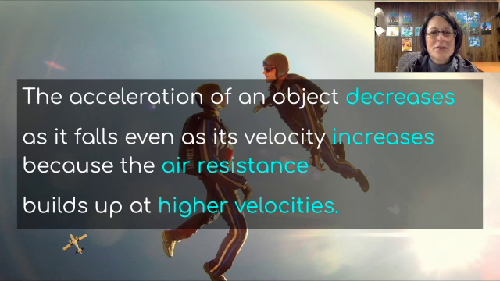The acceleration of an object decreases as it falls, even as its velocity increases, because the air resistance builds up at higher velocities. So terminal velocity is more noticeable at really high velocities than it is at lower velocities. So you have to drop the objects from very high as opposed to closer to the ground in order to see these effects.